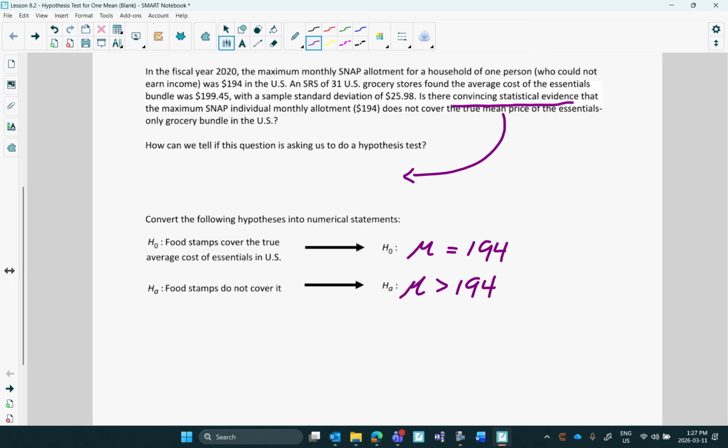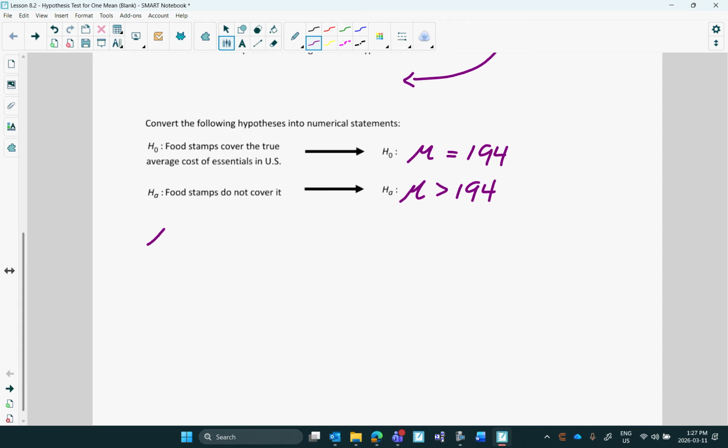And just be careful about the wording. Even if it said, is the SNAP benefits different from 194, that dictates what kind of notation you have to use. And then of course, mu is the true mean price of the essentials food bundle. We have to add that as well.